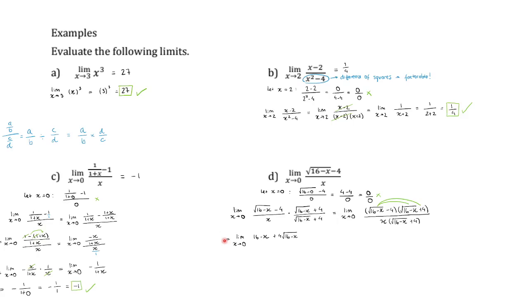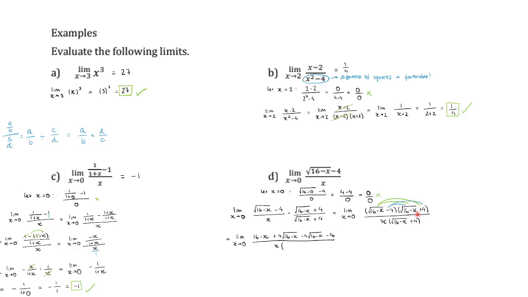And now we go with the second term. Now negative 4 times the square root of 16 minus x. So that's going to be negative 4 times the square root of 16 minus x. And finally, we are going to be multiplying negative 4 and positive 4, which is going to give us negative 16. And this, of course, all over x times the square root of 16 minus x plus 4.